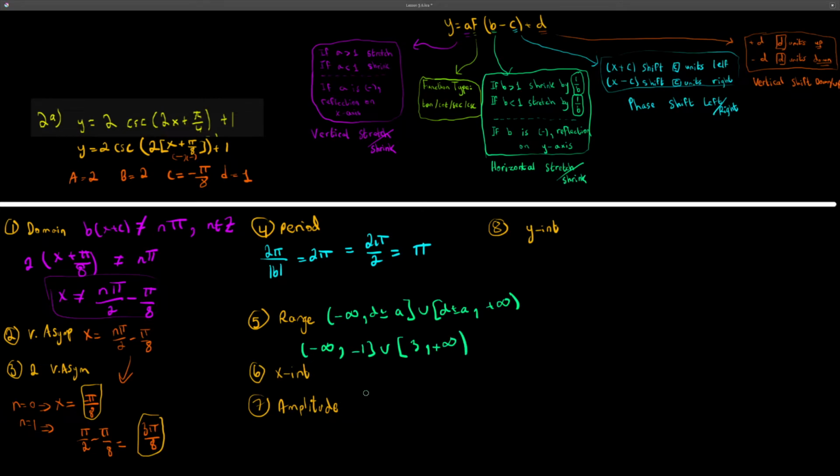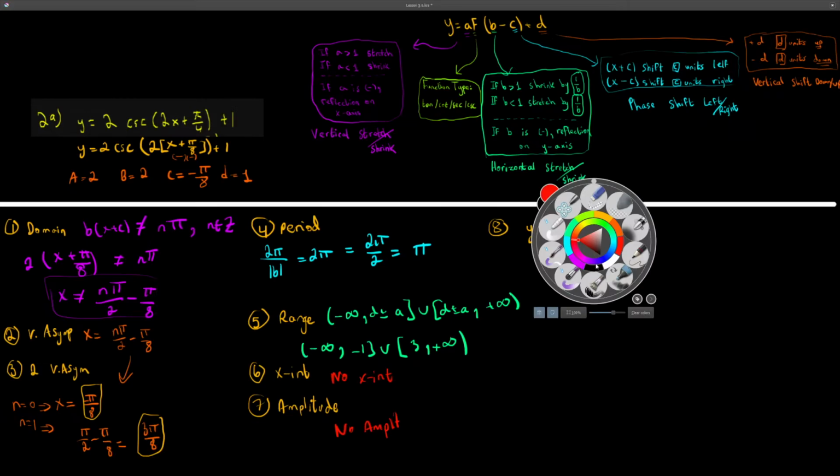That is the range. Now the x-intercept is going to be none, or no x-intercept, because the range doesn't include 0. Now if the range included 0, then there would be infinite amounts of x-intercepts, and obviously no amplitude.